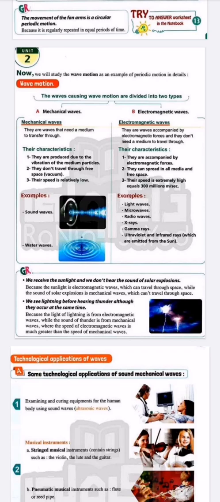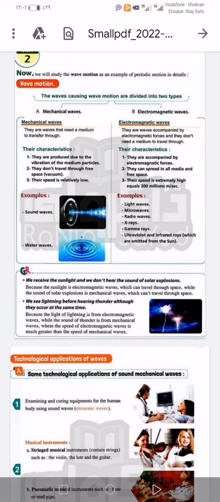Give reason number 2: we see lightning before hearing thunder, although they occur at the same time, because the light of lightning is a form of electromagnetic wave, while the sound of thunder is a form of mechanical wave. So the speed of electromagnetic waves is much greater than the speed of mechanical waves.